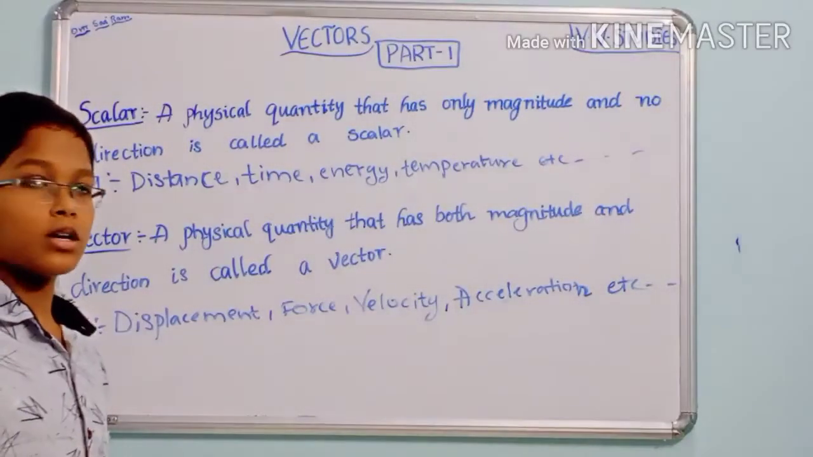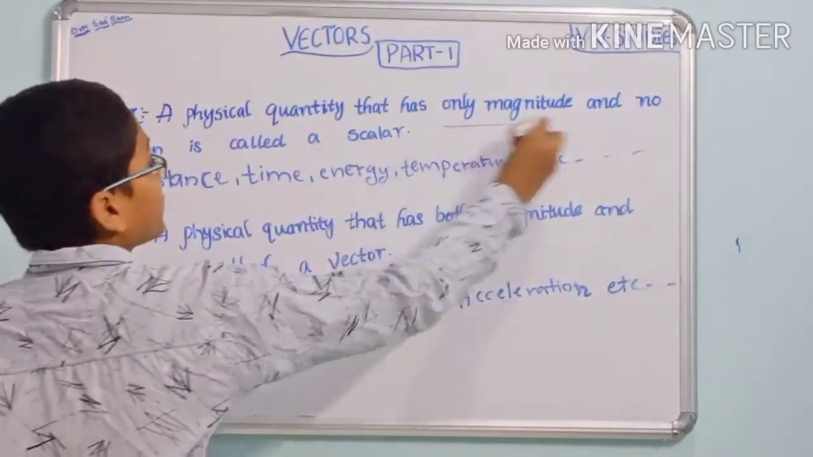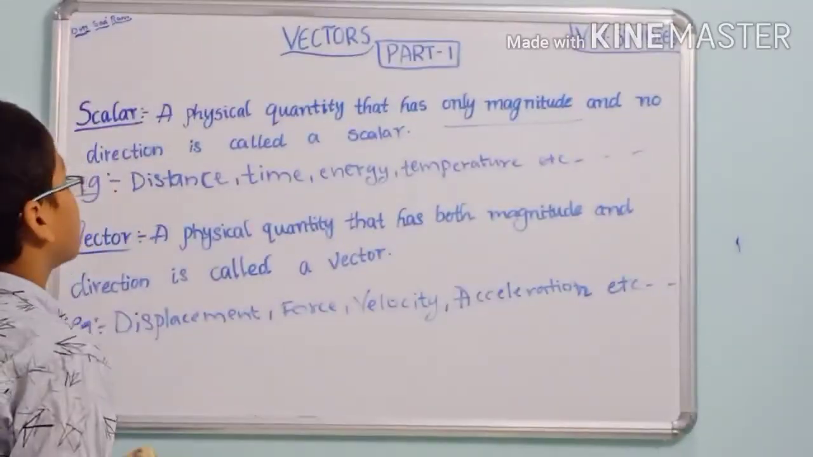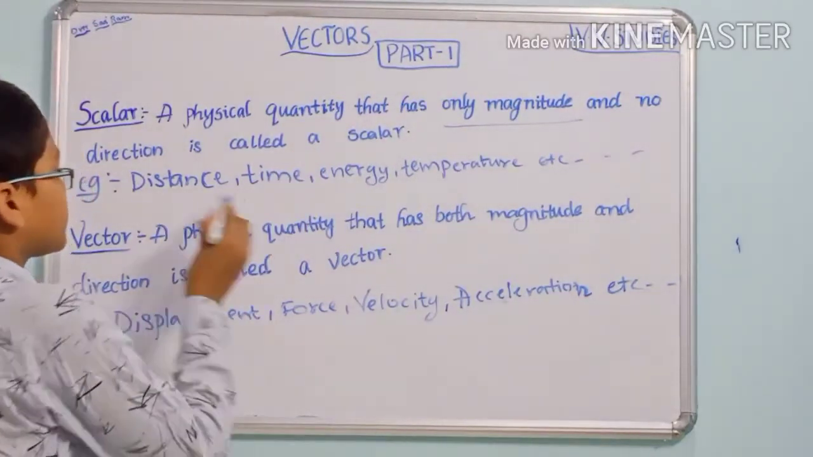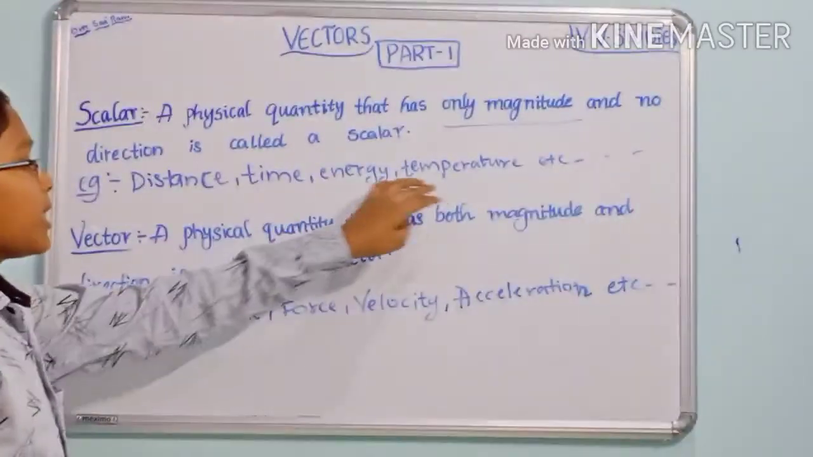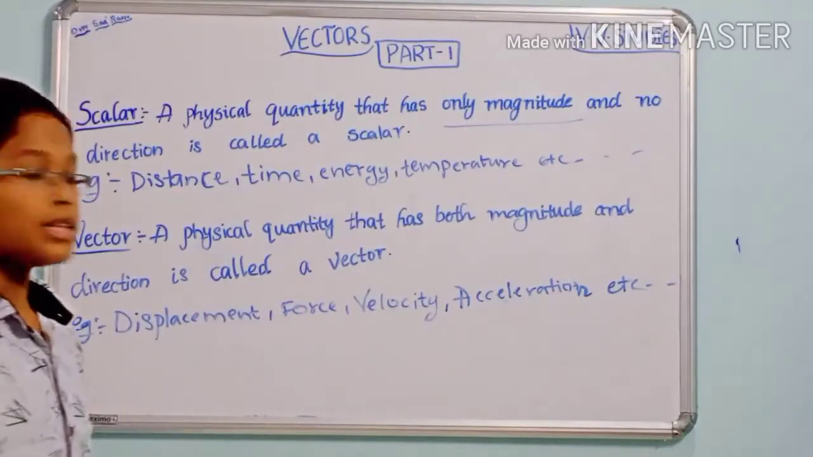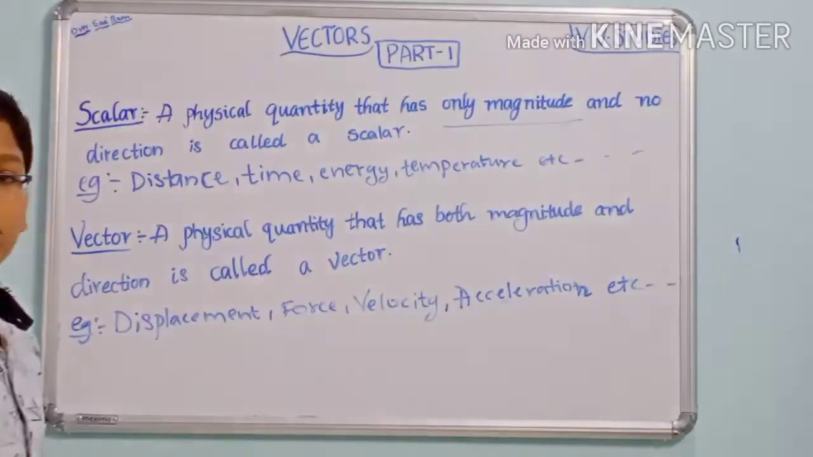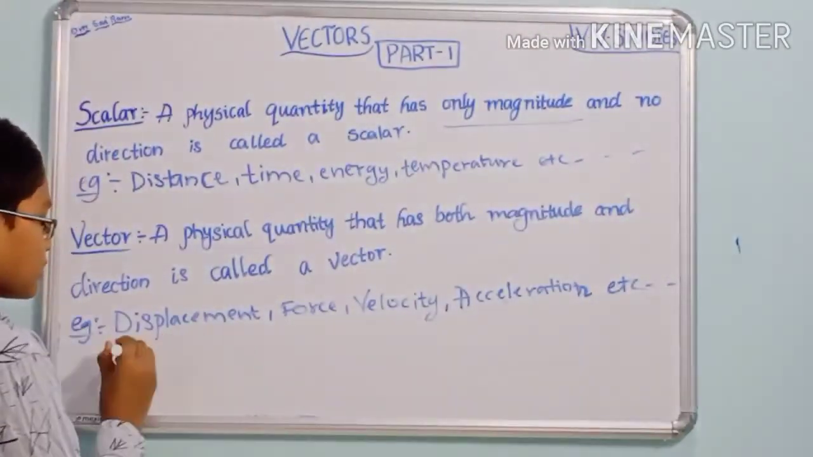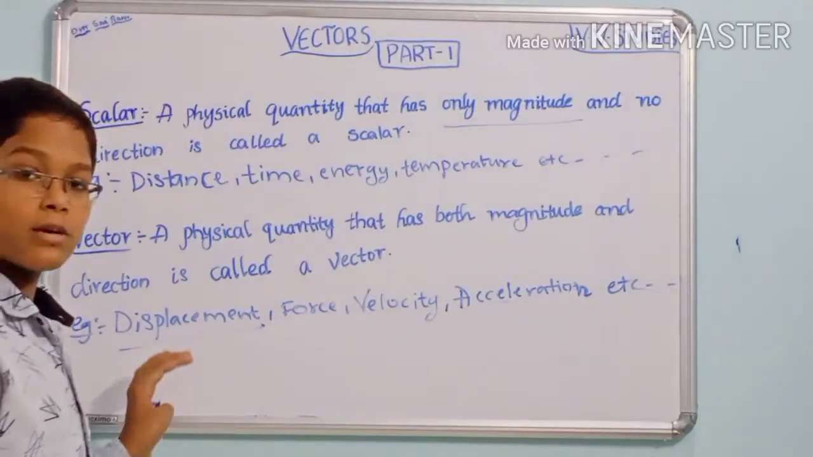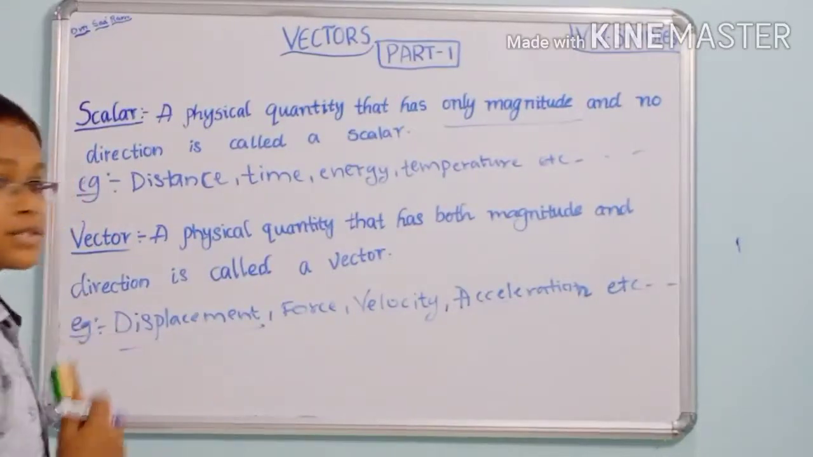A physical quantity that has only magnitude. Here we will consider only magnitude, no direction. It does not depend on direction. That is called a scalar. Examples of scalars are distance, time, energy, temperature, etc. Now, what is a vector? A physical quantity that has both magnitude and direction is called a vector. Means it depends on both magnitude and direction. Here, the examples of vectors are displacement, force, velocity, acceleration, etc. Understood? Please take a look at this.